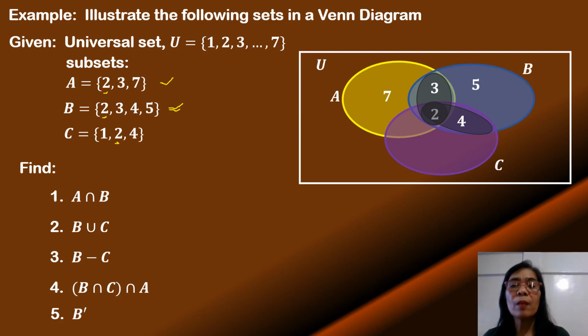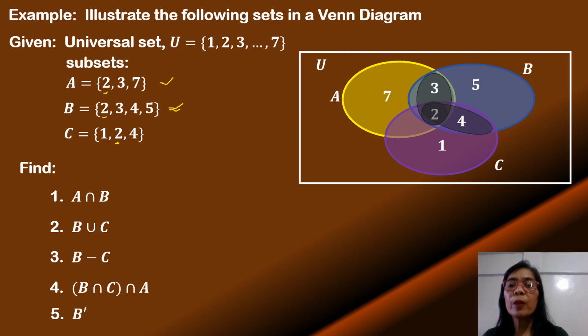Then set C has elements 1, 2, and 4. We already have in here 2 and 4 in the violet oblong. So what is lacking is just the element 1. So we write 1.